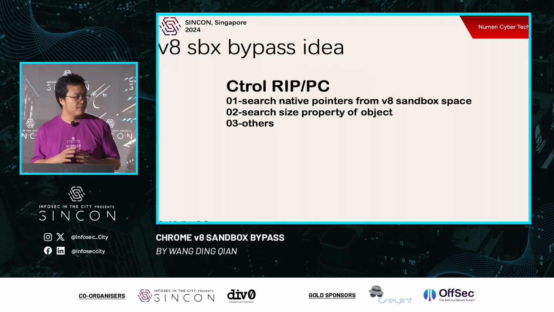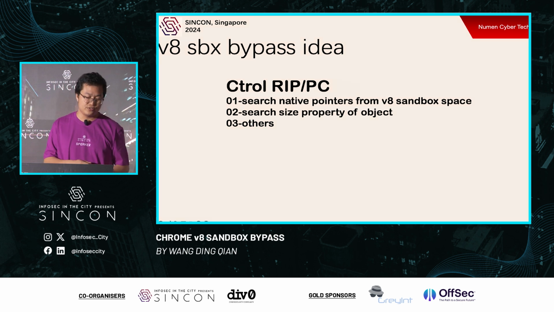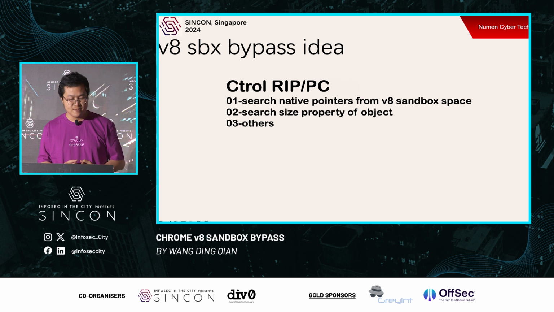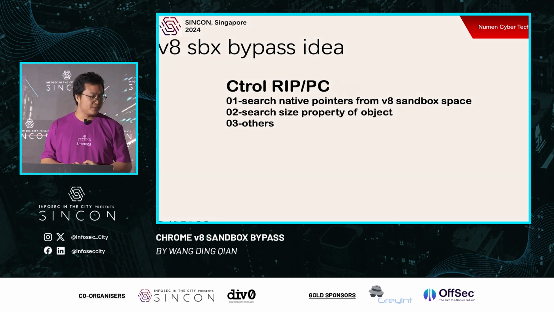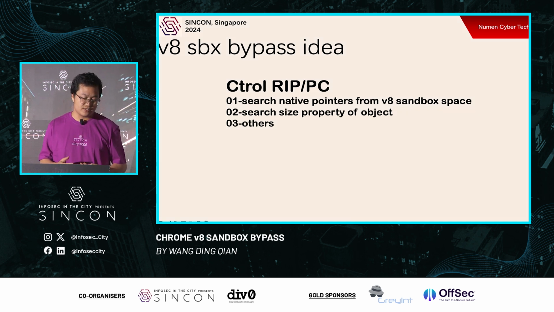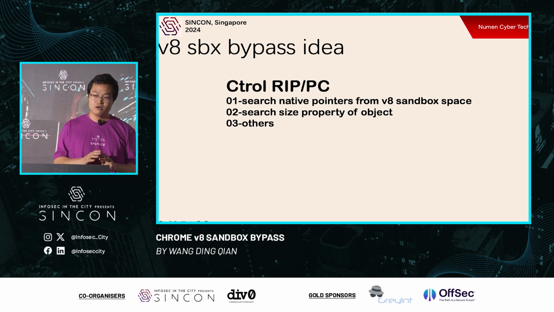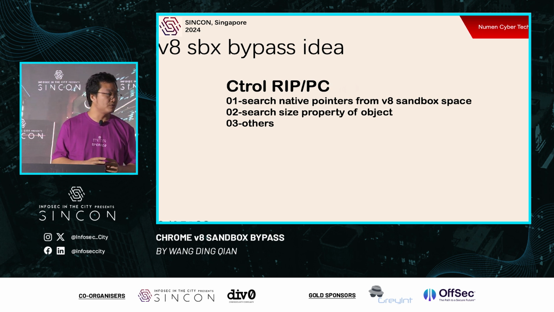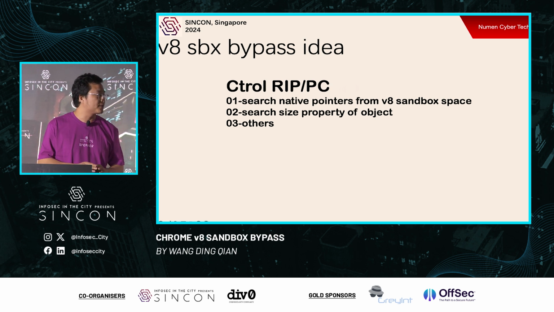So if we want to bypass the V8 Sandbox, I'm talking about my own method. I search for native pointers in the V8 Sandbox space, and that's the first and second method. I made it public before Google patched it. There's no very sophisticated or theoretical method to use. I just use a search engine, and I apply some objects.